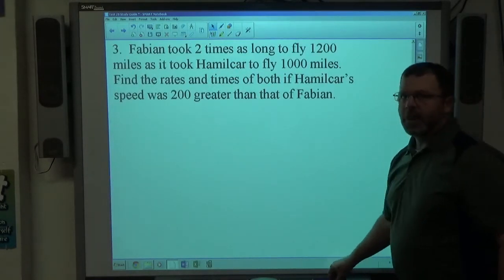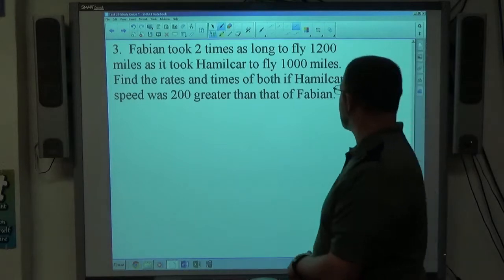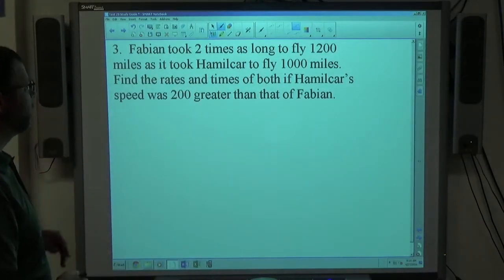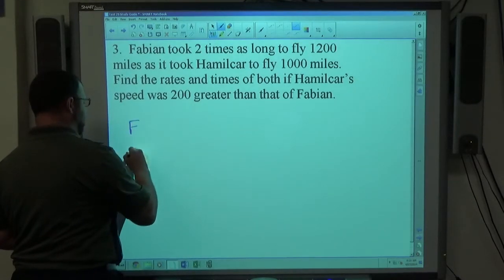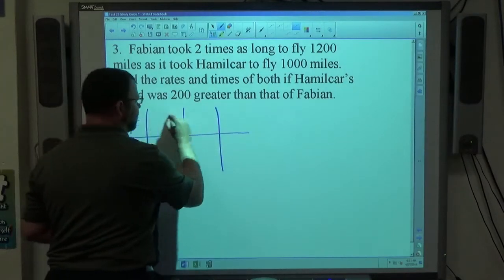Number 3, Fabian took 2 times as long to fly 1,200 miles as Hamilcar to fly 1,000 miles. Find the rates and times of both. Hamilcar's speed was 200 greater than that of Fabian. So they tell us both their distances, no pictures necessary here. Our characters are Fabian and Hamilcar. I don't know who came up with the names, I copied out of the book.